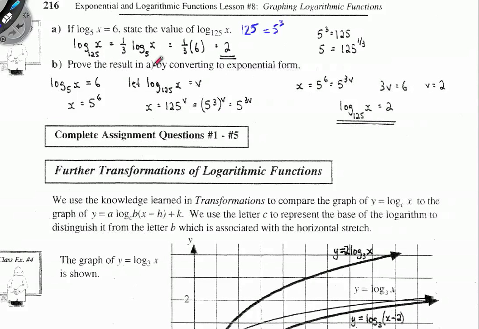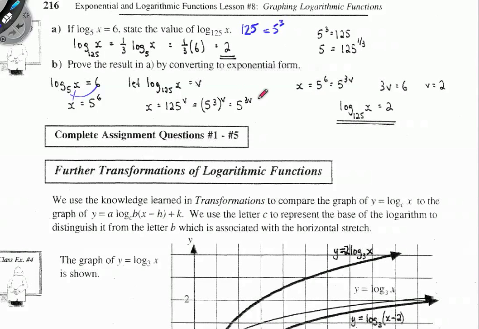Then part B says, prove the result in A by converting to exponential form. So let's change this to exponential form and just do drop, swing, bump. So drop and swing and bump the 6 up. x is 5 to the 6. And we can also look at log x base 125 and put that as equal to a value, so we'll call it equal to v. Again, doing drop, swing, bump, we'll drop the x down, the 125 swings over and bumps the v up. So we can change 125 to 5 to the 3 to the v. So that's 5 to the 3v.